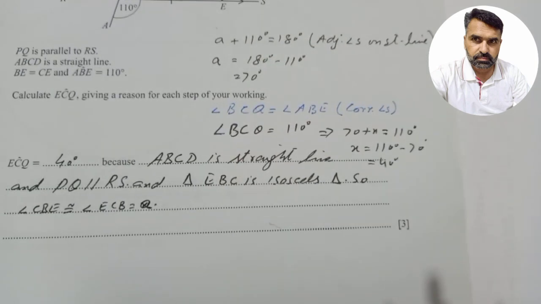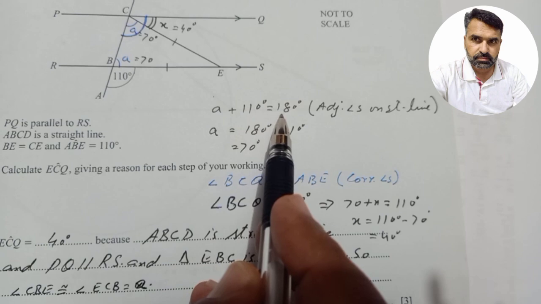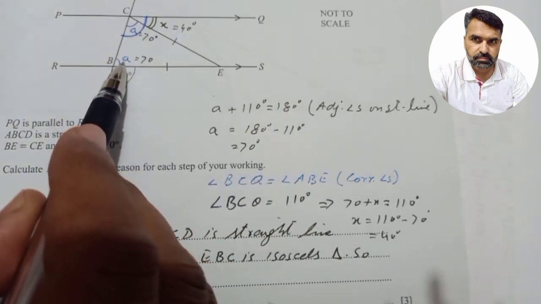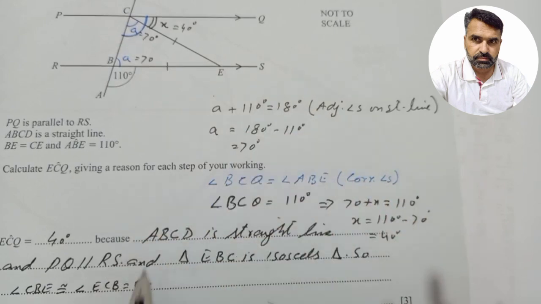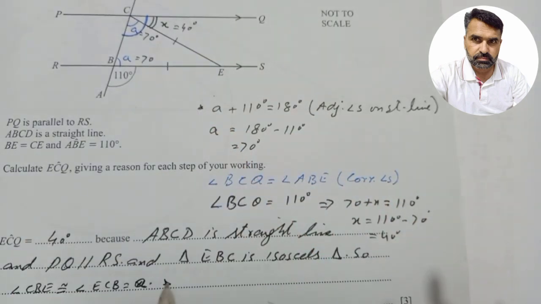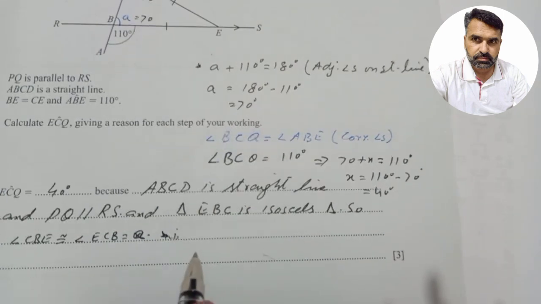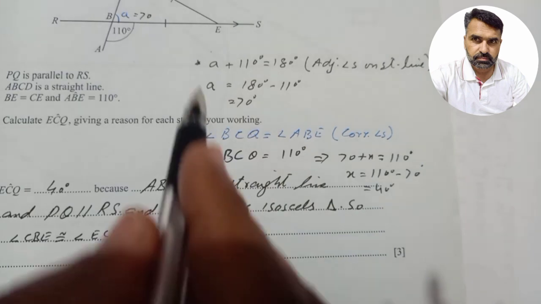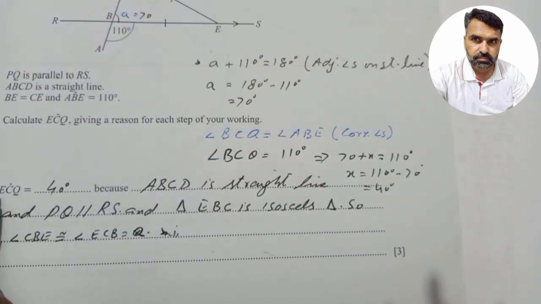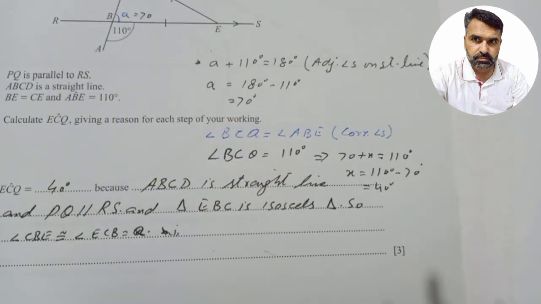Now students, angle A, I have already explained, angle A plus 110 degrees is equal to 180 degrees, because these two angles are adjacent angles on a straight line. So we can write this point here, point 1, and then students, all the points are written here if you want to write them down. So students, we have found out the value of angle ECQ. You can write all the points here if you want.